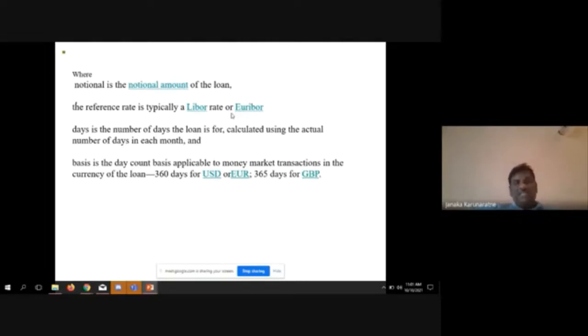If you look at US dollars, the money market basis is 360. Euro or US dollar, 360. 365 days for GBP. I think we are following 364 now. In our context, treasury bills are all quoted in the money market at 91, 182, 364. So that is the day count convention you need to follow.